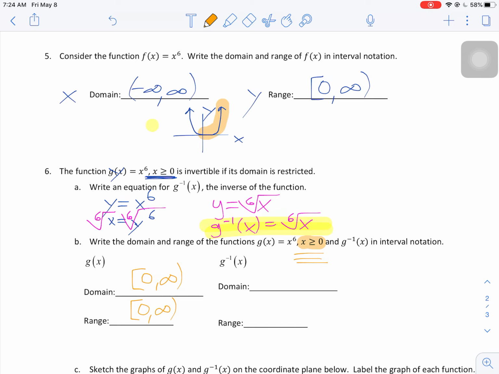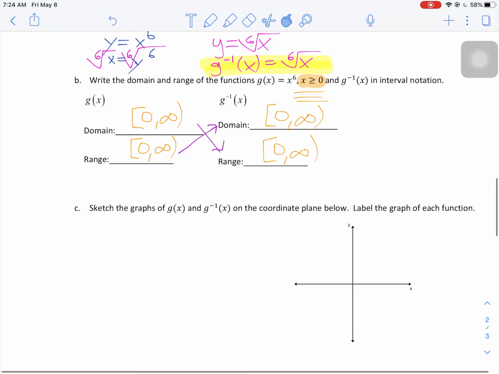Now for the inverse function, since you switched your x's and y's, you actually switch your domain and range. Since everything happens to be the same anyway, when you switch your domain and your range, you get 0 to infinity for everything. Because, again, let me draw some arrows here. The domain of the original function becomes the range of the inverse, and then the range of the original function becomes the domain of the inverse.